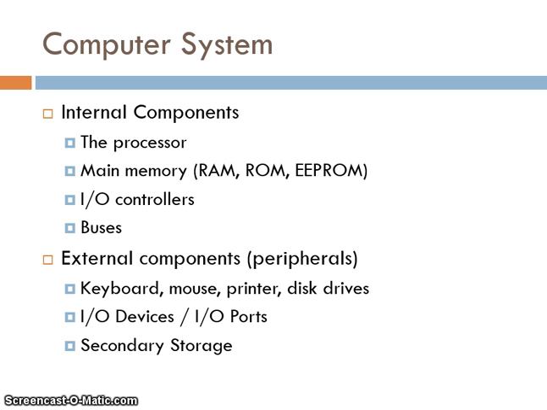As we've previously looked at, some of the internal components of a computer system are the processor, main memory, which may consist of RAM, ROM or EEPROM, I/O controllers and buses. Those internal components are grouped together into what we call the CPU. In terms of computing, when we refer to the CPU, we mean these internal components, basically those that appear on the motherboard.